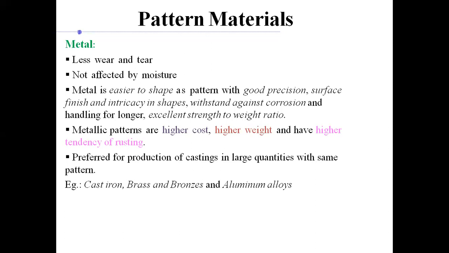Easy to shape, has good precision, surface finish, intricacy in shapes also, and withstands corrosion, as opposed to your wooden one, right, where it absorbs moisture, etc. If you give good coatings for this metallic pattern, then you can handle it for longer. Excellent strength to weight ratio, right? So that's another factor that we see, that it should have good strength but less weight, right?